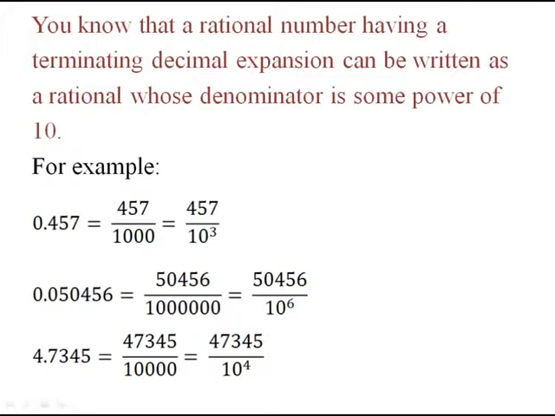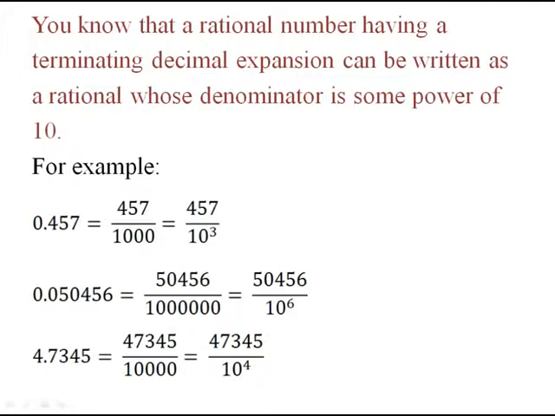For example, 0.457 is equal to 457 divided by 1000, which is equal to 457 divided by 10 cubed. 0.050456 is equal to 50,456 divided by 1 followed by 6 zeros, which is equal to 50,456 divided by 10 to the power of 6.